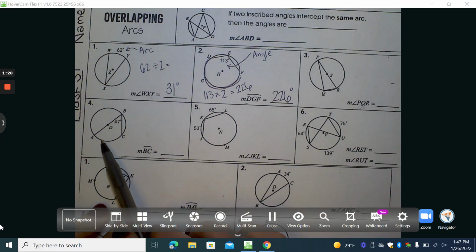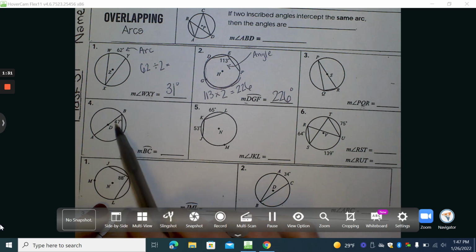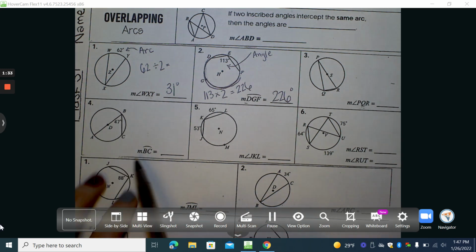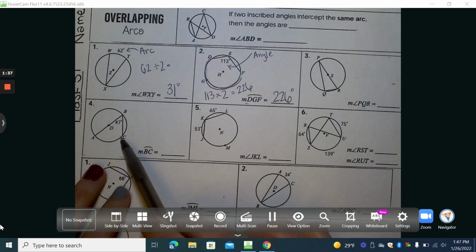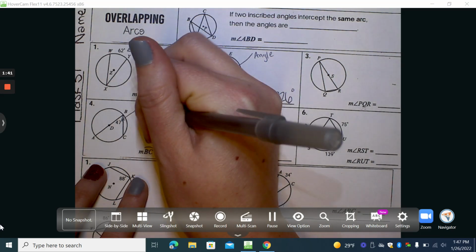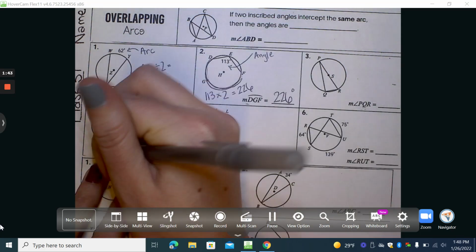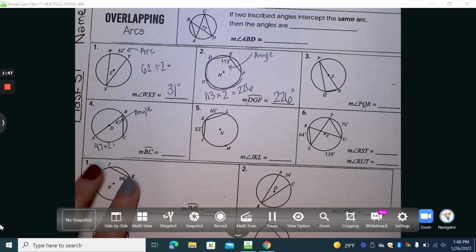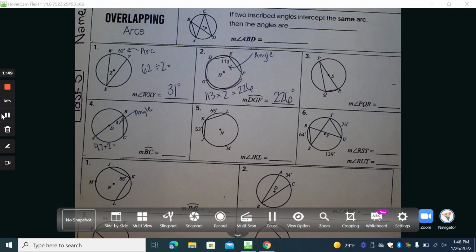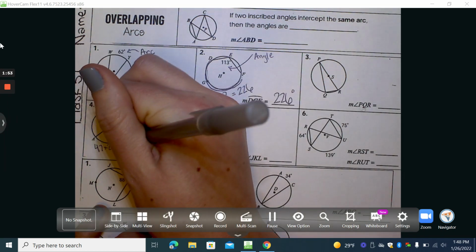Same idea down here. We're given an angle and asked to find an arc, arc BC, but really we need to find this arc AC before we do anything else. So I'm given the angle, which means I need to take 47 times 2 to find this arc. So 47 times 2 is 94 degrees.